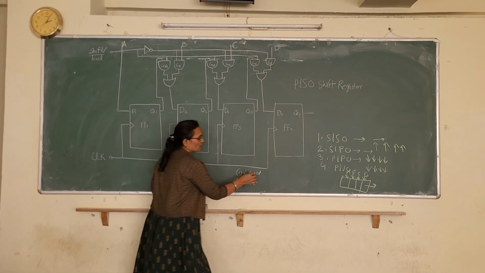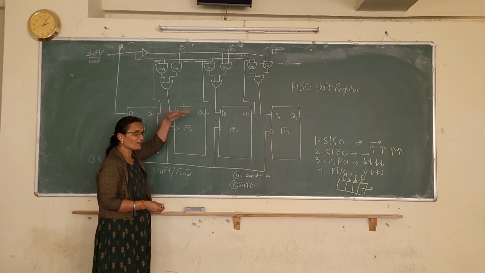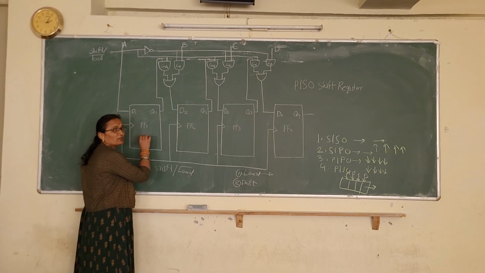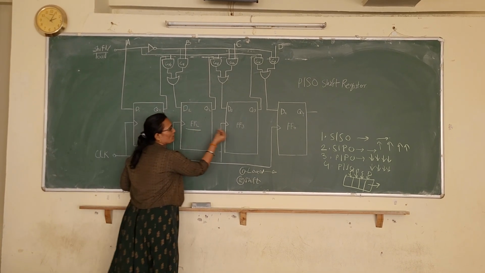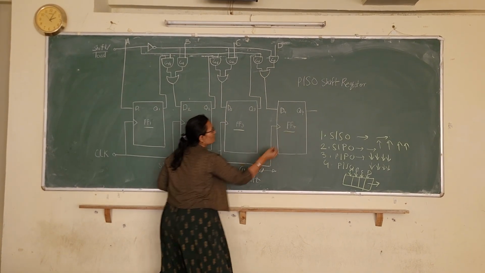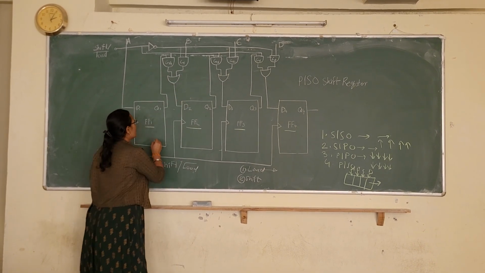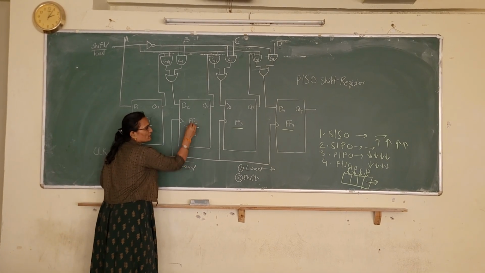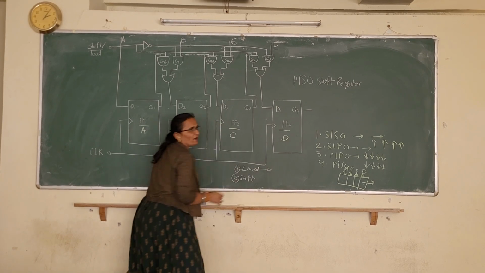So in load mode, how will your register work? Load means first data is loaded into the register, means into the flip-flops. That is your first flip-flop, second flip-flop, third flip-flop, and fourth flip-flop. Which data? A, B, C, D data is to be loaded. A will be loaded in this flip-flop, B in this flip-flop, C in this and D in this. How is it so?